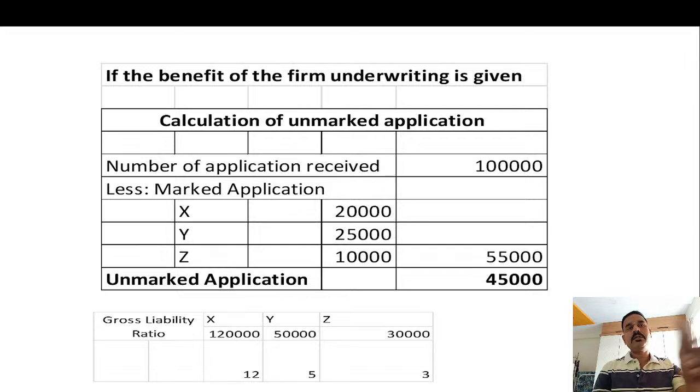These two working notes are very important. Before making a statement of calculation of underwriter liability, first you should do these two working notes. One is, if in the problem gross liability ratio is given, it is not necessary to make a calculation. If it is not given, you have to make a calculation. Then calculation of unmarked applications. This is a very important calculation. So let's see the statement.